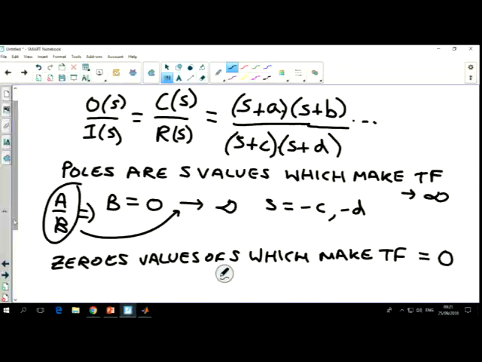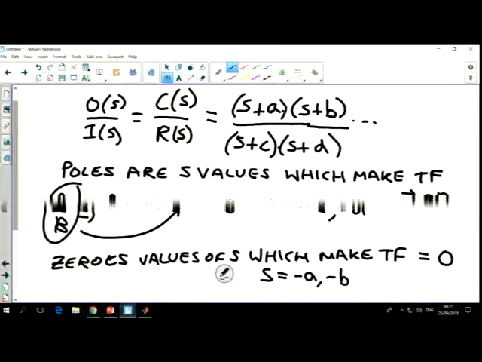So again, looking at that top one there, what values could I use for s that would make that 0? Someone other than Robert. If I wanted this equation to be 0, what could I make s? Yes, it was a trick question, too easy for you. Yeah. Okay, so in this case that would be s equals minus a and s equals minus b.